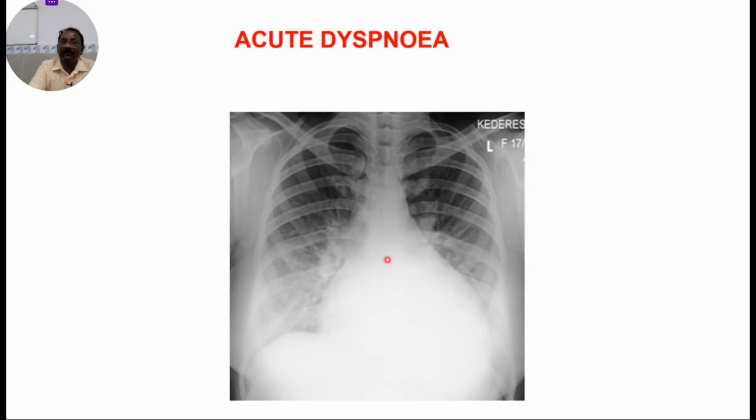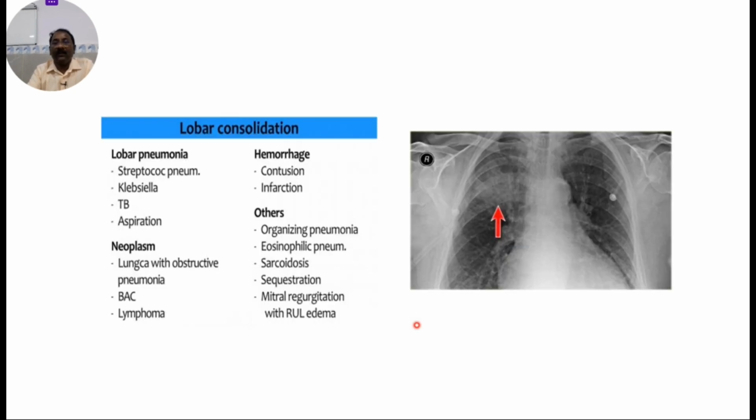See the acute dyspnea. Okay, the same patient. See here. So cardiomegaly. Okay, so could be ARDS or pulmonary edema, acute pulmonary edema. Here, pathology is here. Okay, so this is the lobar consolidation, lobar pneumonias, streptococcal, Klebsiella, etc. Neoplasms, hemorrhage or organizing pneumonia, eosinophilic pneumonia, sarcoidosis. So these things you should think of.